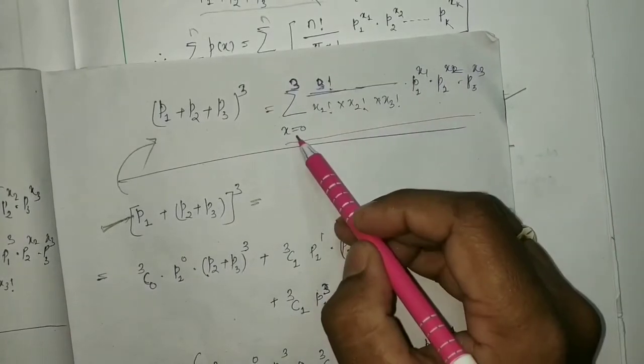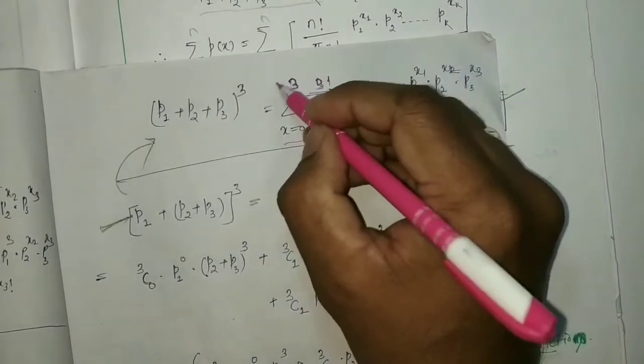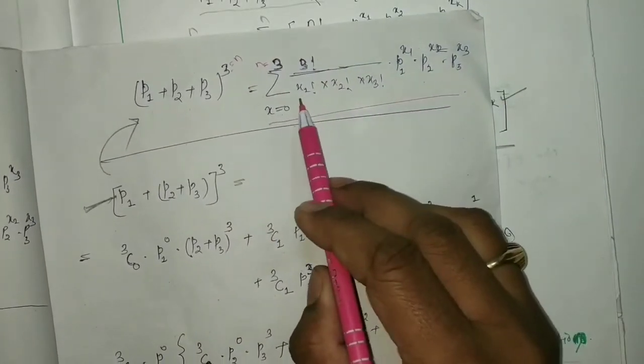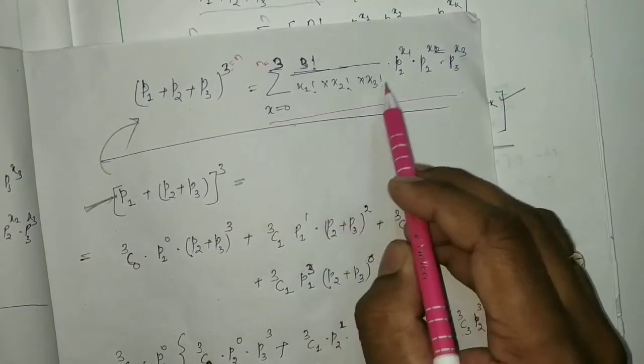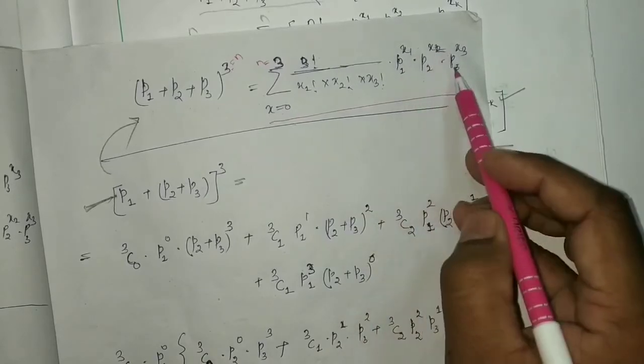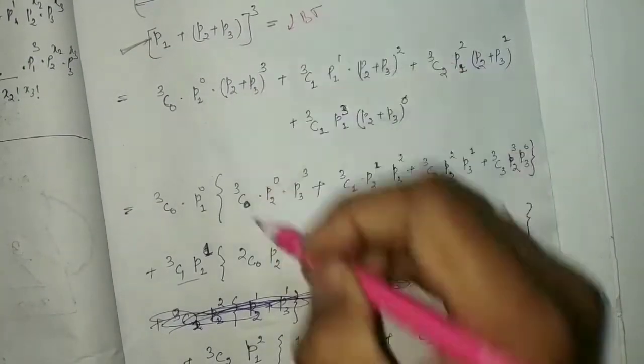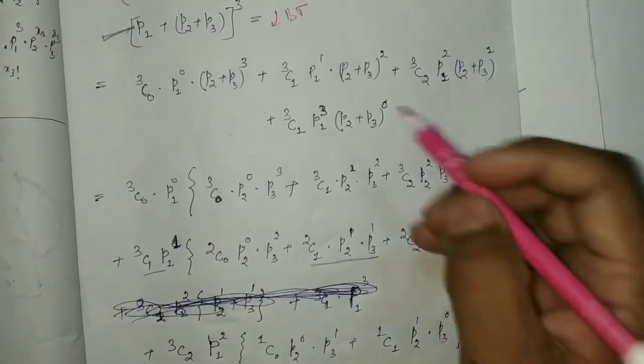That is, sum over x equal to 0 to n. This is your n. This is your n. N factorial by x1 factorial, x2 factorial, x3 factorial into p1 to the power x1, p2 to the power x2, p3 to the power x3. Okay, you just expand this one by using the binomial theorem. You just expand. I have done this one.